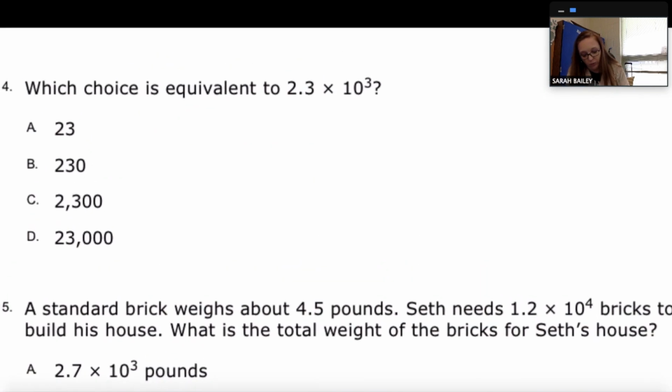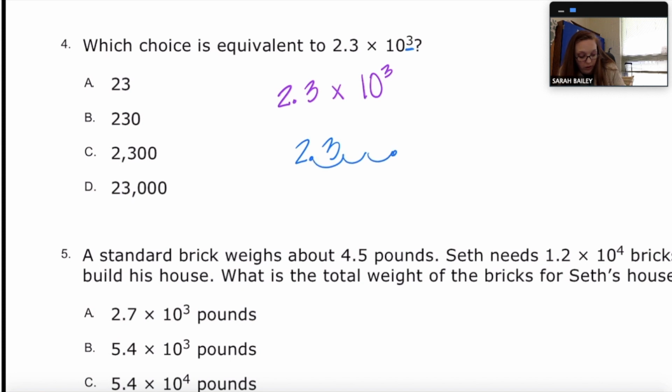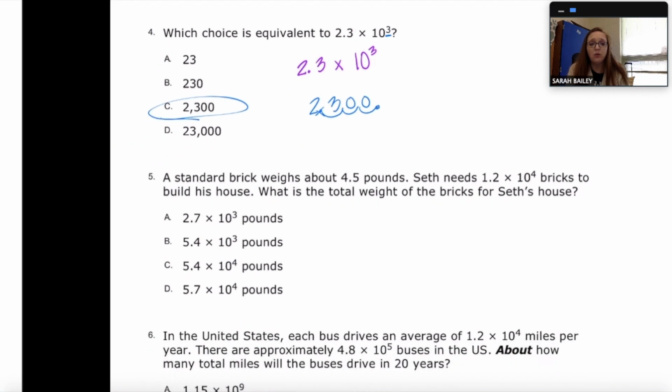So we're looking at number 4. Number 4, it just says which choice is equivalent to 2.3 times 10 cubed. So we're going to write that down. And all I got to do is I'm going to write down my decimal part, and I'm going to move my decimal point 3 times to the right. 1, 2, 3. And then the empty digits get filled up with zeros. So that is C, 2,300. All right, we'll do number 5, and then you can practice some on your own.